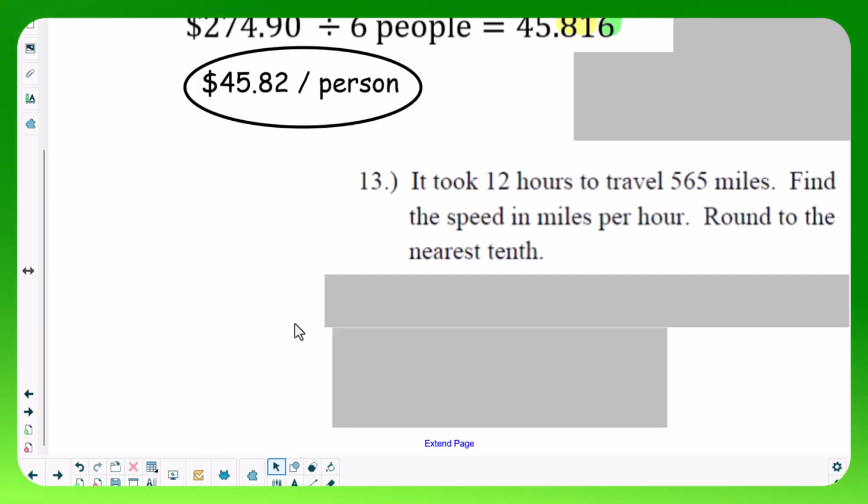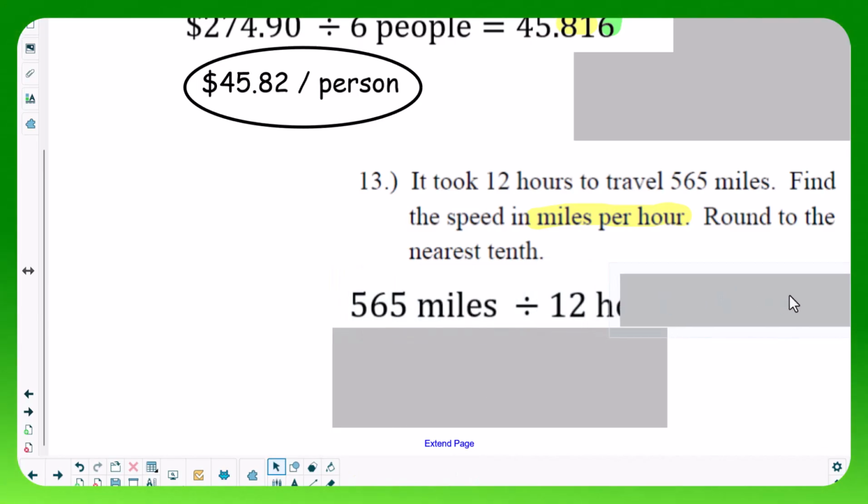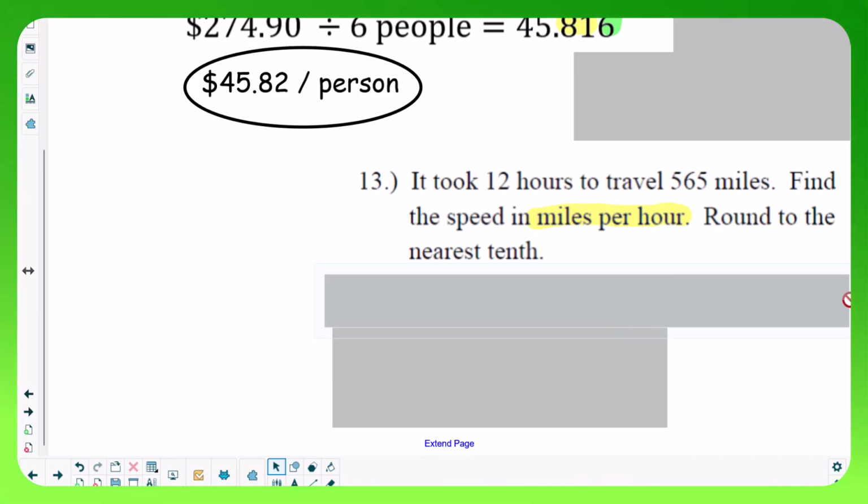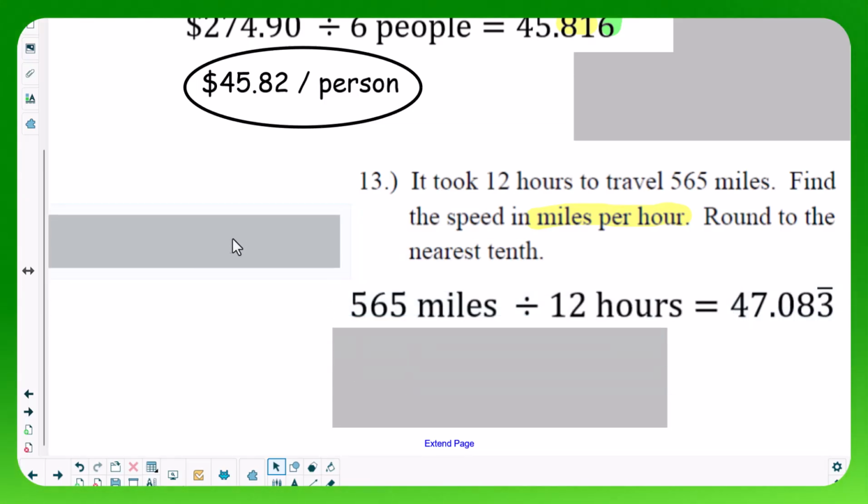It says, it took 12 hours to travel 565 miles. Find the speed in miles per hour. Round to the nearest tenth. So again, we're trying to find miles per hour. So we want to take the number of miles, which is 565, divide it by the number of hours, which is 12. When we do that, we end up getting 47.083 with the 3 repeating.